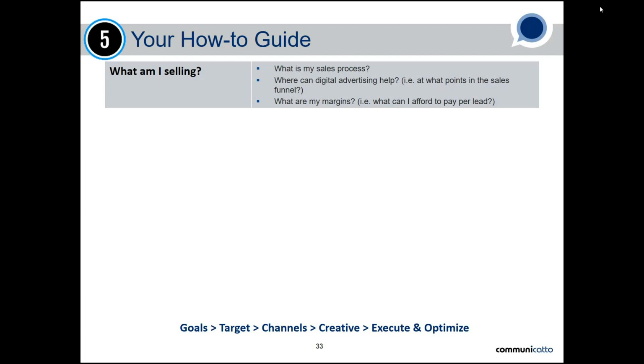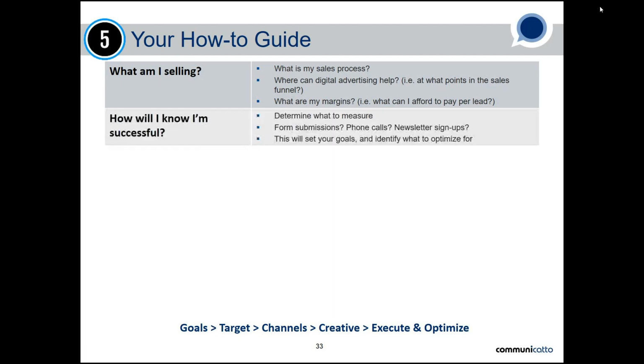If you want to go so far as to say, what are my margins and what can I afford to pay per lead? If I'm selling sneakers and they're $100 a pair, and my profit margin is $20 per pair, maybe I'm willing to spend up to $10 to sell a pair of sneakers, maybe $19.99. But if you've got that data, think about that. It can be very useful.